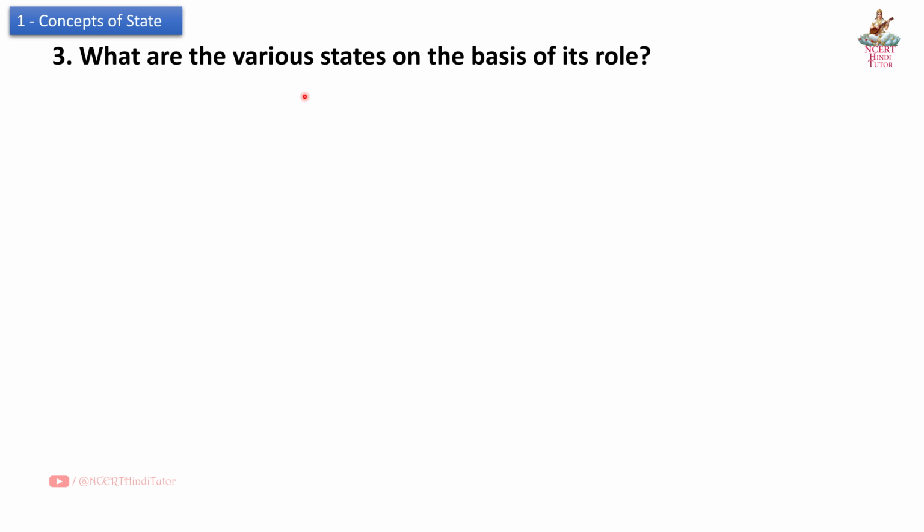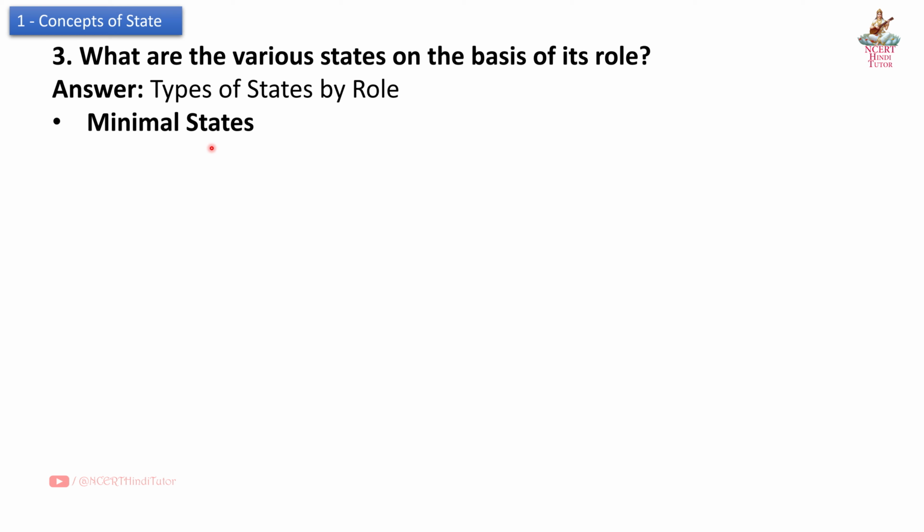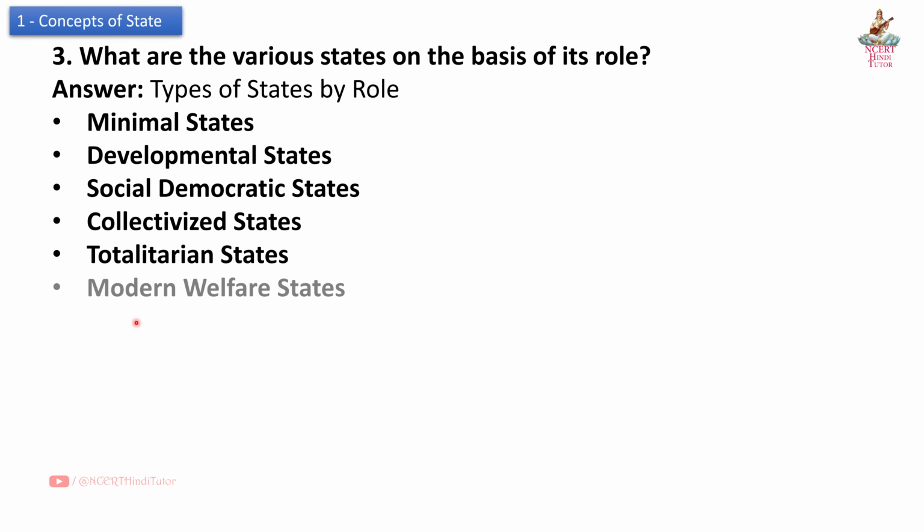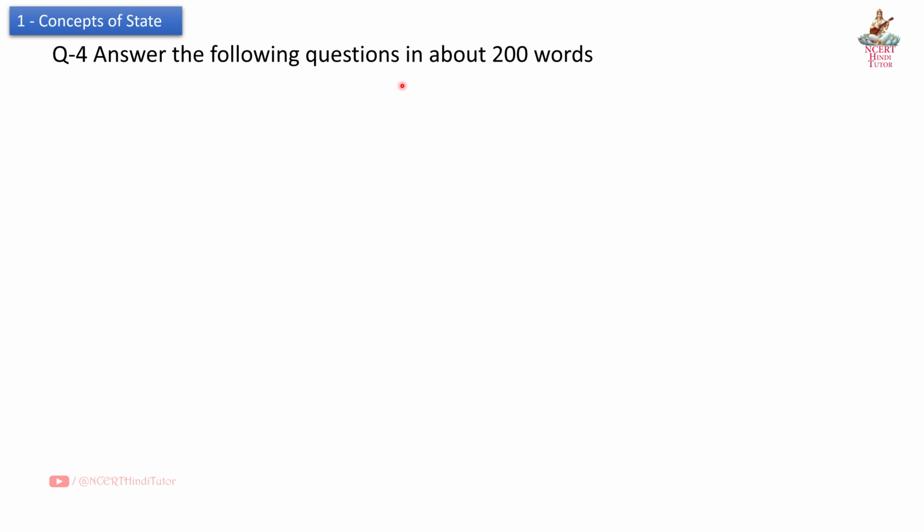Third, what are the various states on the basis of their role? Answer. Types of state by role: minimal states, developmental states, social democratic states, collectivized states, totalitarian states, modern welfare states. Question 4. Answer the following questions in about 200 words.